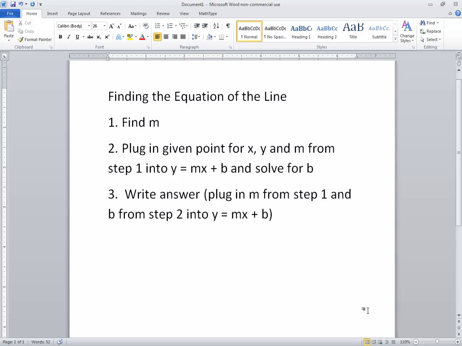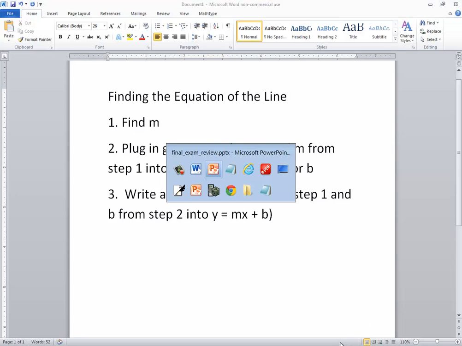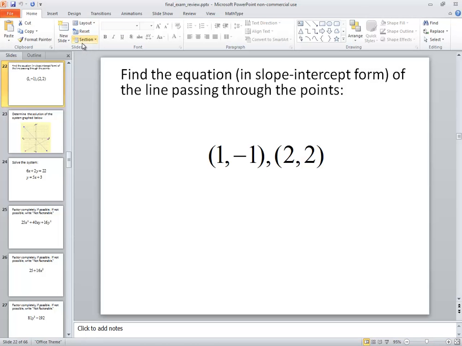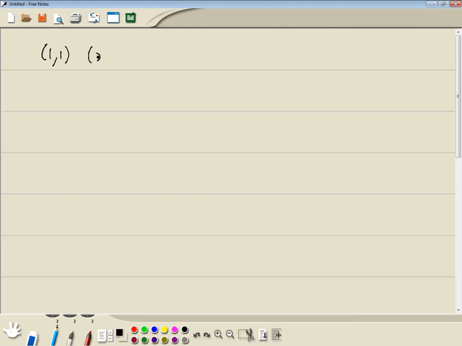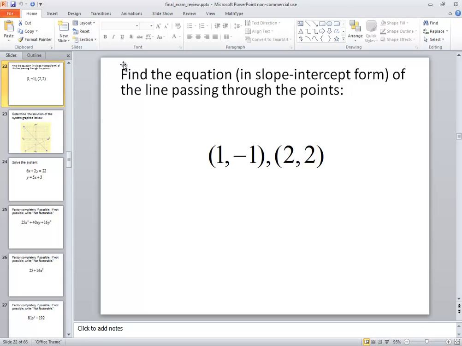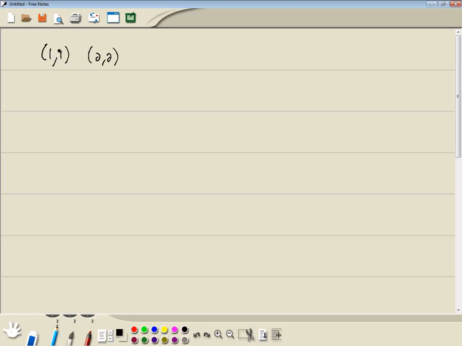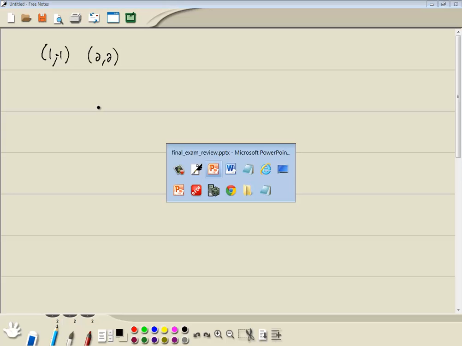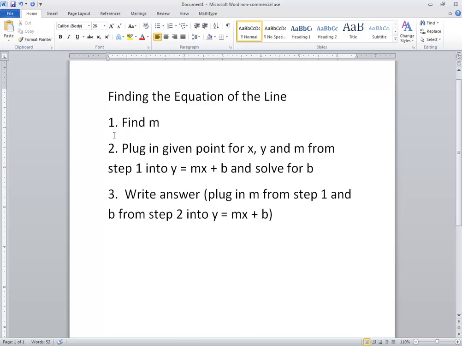So let's go through these steps. So we got (1, 1) and (2, 2). That should make it pretty easy. Oh, wait a minute. Boy, my eyes are bad. (1, -1), (2, 2). Well, that won't be quite as easy then. Step 1, find m.